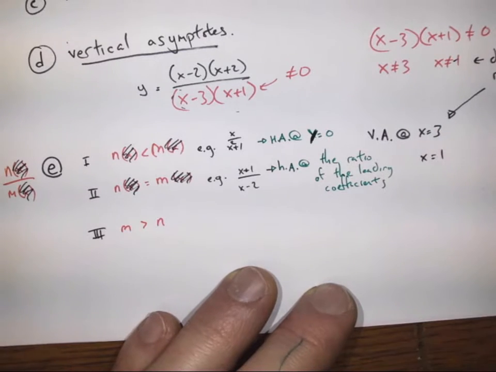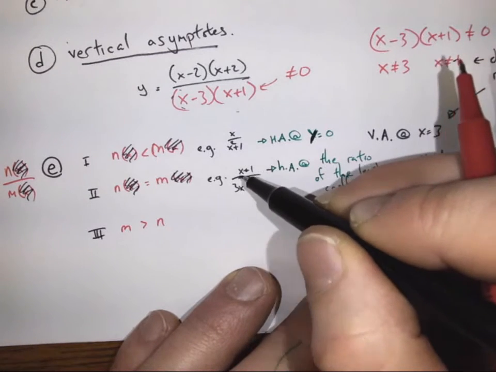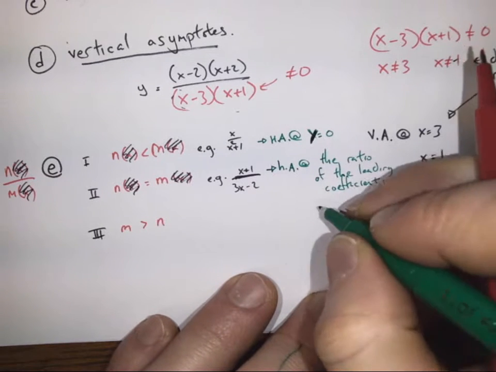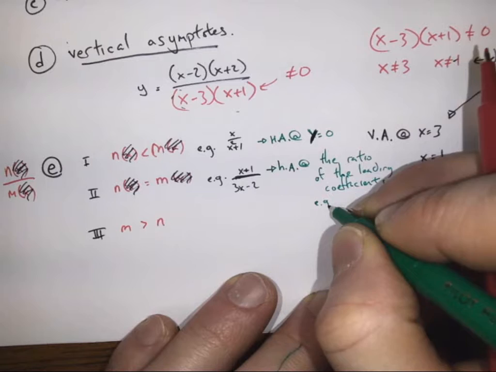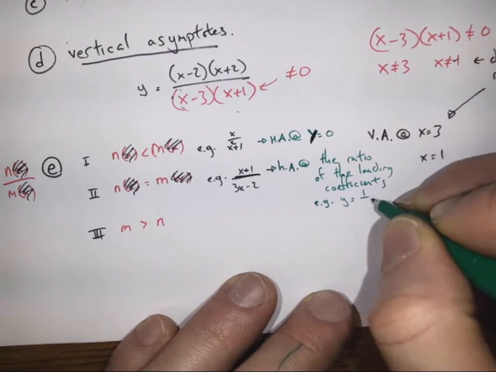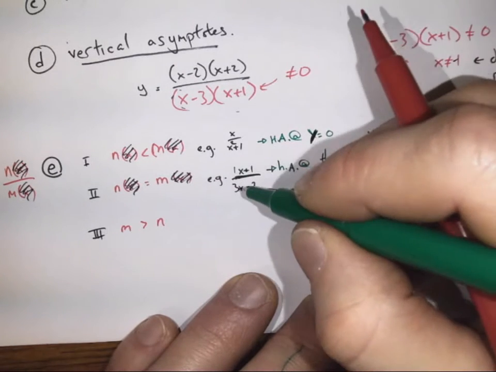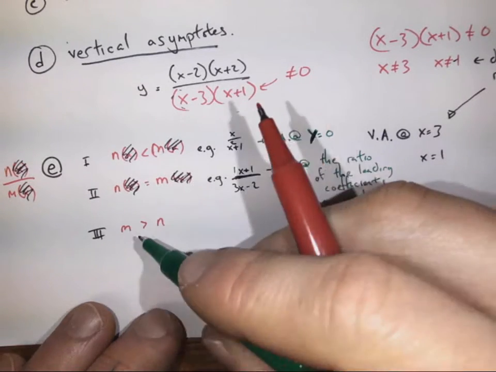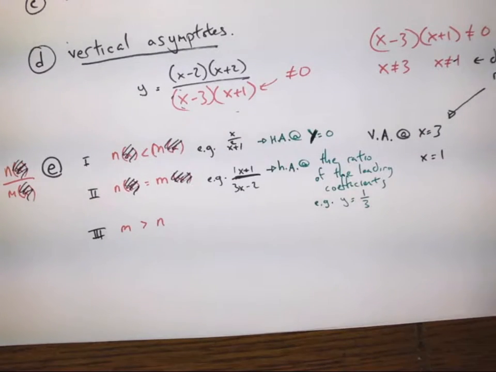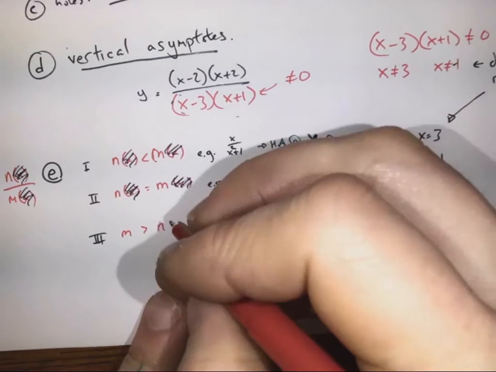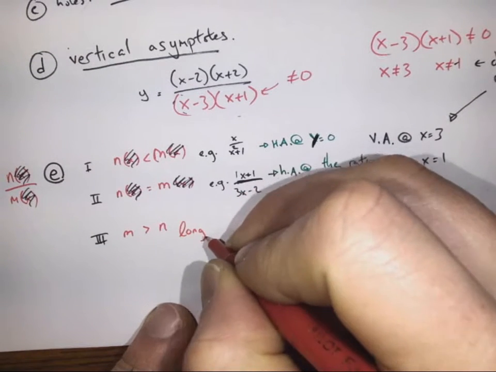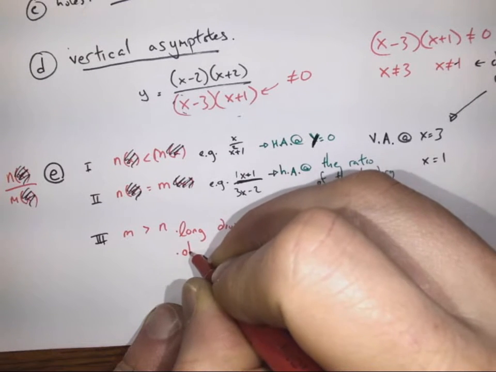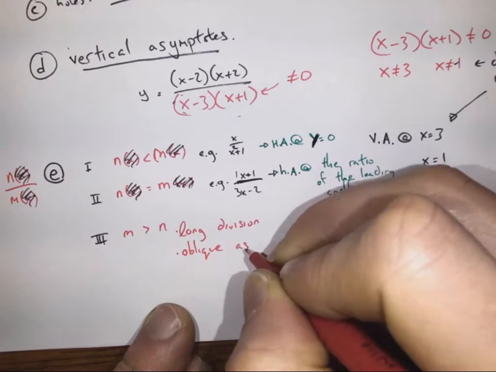So let's make this maybe a little bit more interesting here. I'll make that actually a 3x minus 2. And so for this example, it'd be a horizontal asymptote at y equals 1/3. Because we have a 1 here, we have a 3 here, and we divide them to find the horizontal asymptote. And lastly, we have a case where the degree on the top is greater than the degree on the bottom, and that's where we're going to have to do some long division to find an oblique asymptote.